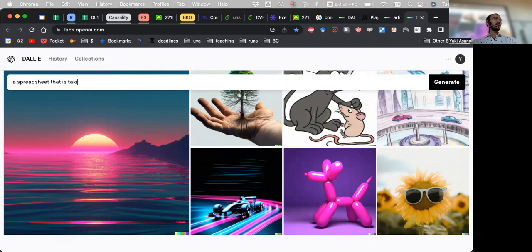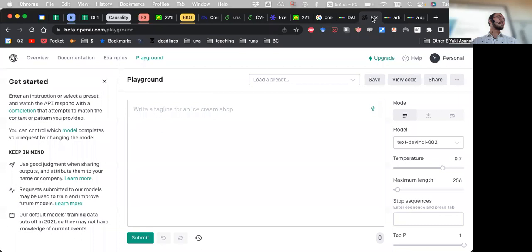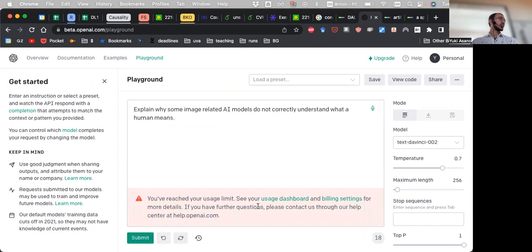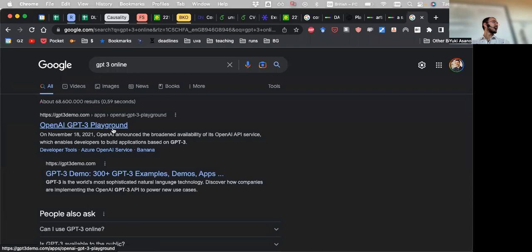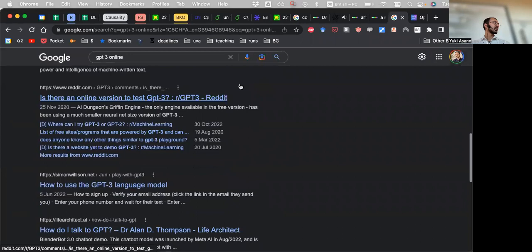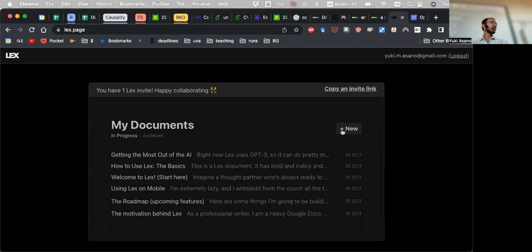By the way, there's also GPT-3 here. This is the model that was used to generate the article. So you could write something like, explain why some image related colors do not correctly obtain human. I haven't used this in a while. I don't know if this one works, but there was another one where you can actually play around. There's also this one. So there's a bunch of things nowadays you can just play around with.